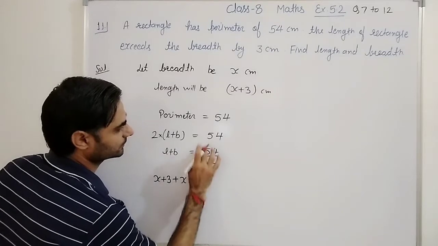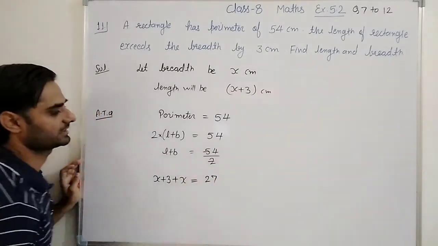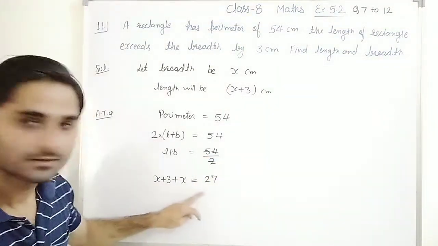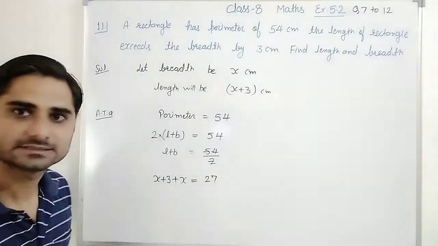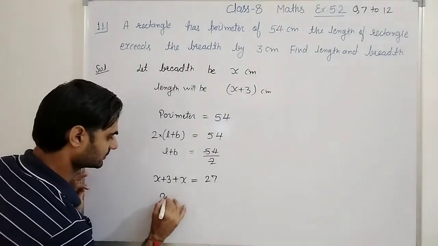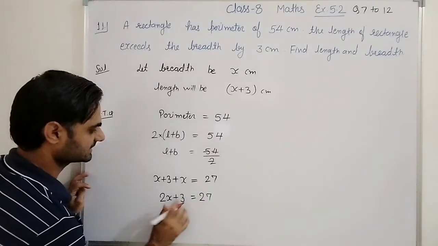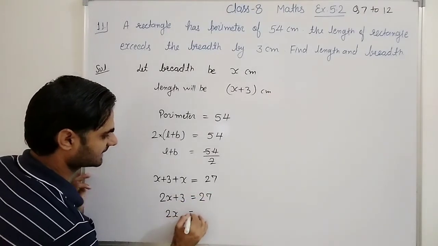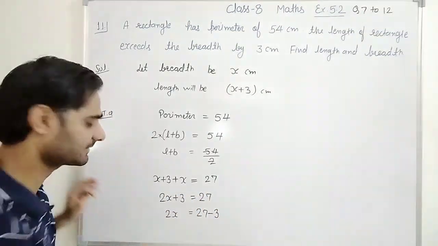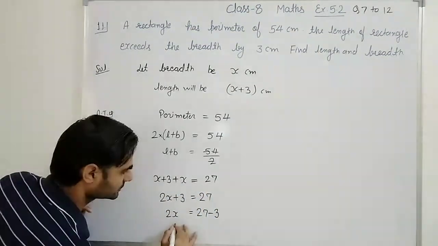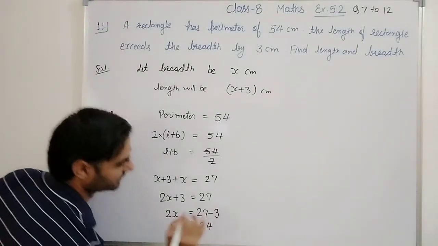This will be 27 times, right now? x plus 3 will be equal to 27. So x plus x is equal to 2x plus 3 is equal to 27. So can we take x equal 27 minus 3? 27 minus 3 is equal to 24. So 2x will be equal to 24.